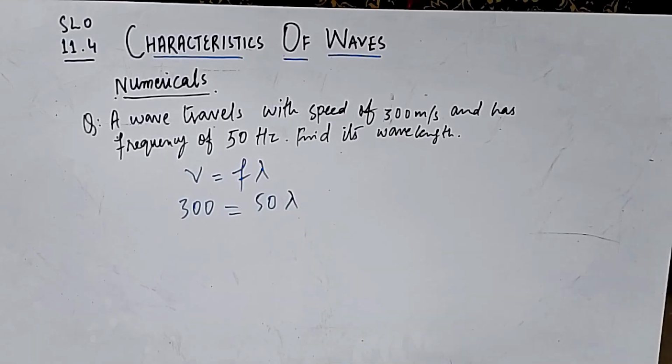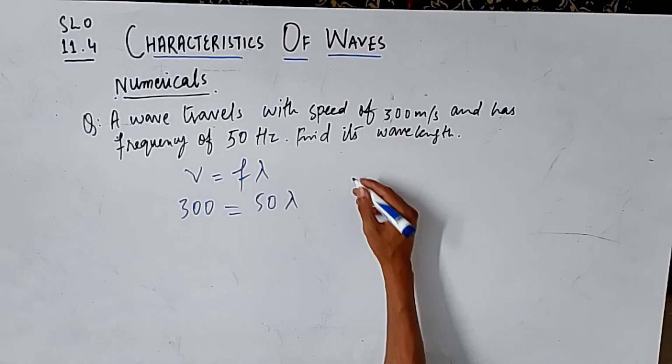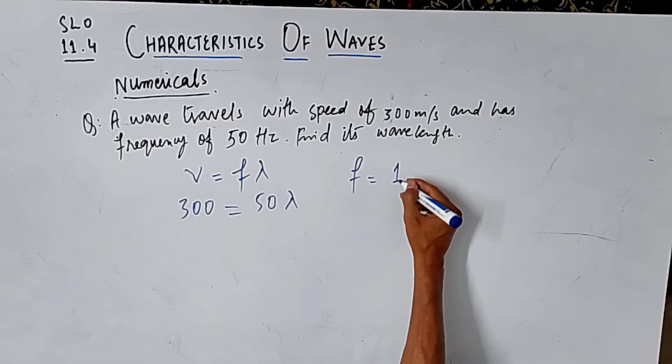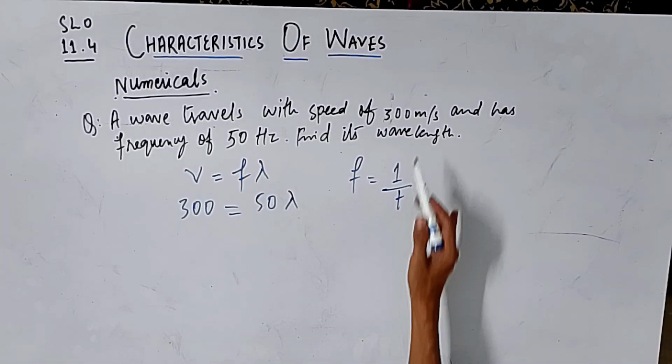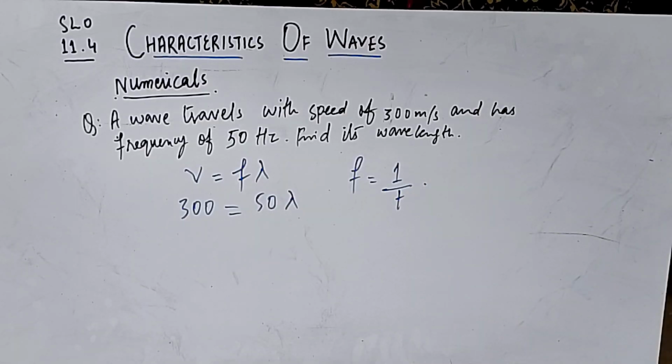We can easily calculate the wavelength, but if in this question the time period were given instead of frequency, we can find the frequency using the relation that 1 upon the time period is equal to frequency, right? Similarly, you know that wavelength is in meters, so your answer must come in meters. Right now the speed is given in meters per second, so it is fine. But if it is not given in meters per second, first we will calculate it, and then we can convert our answer to meters.